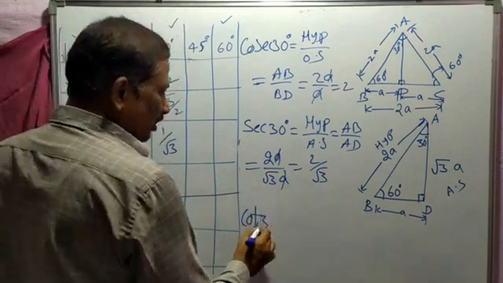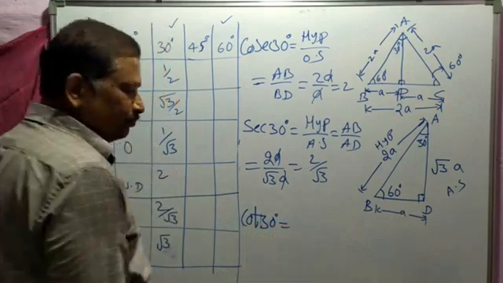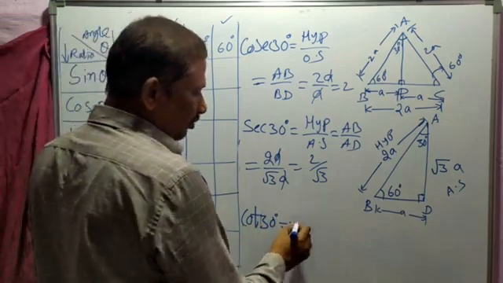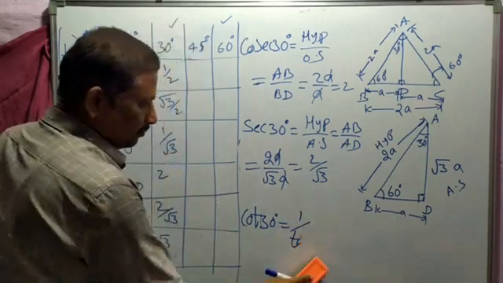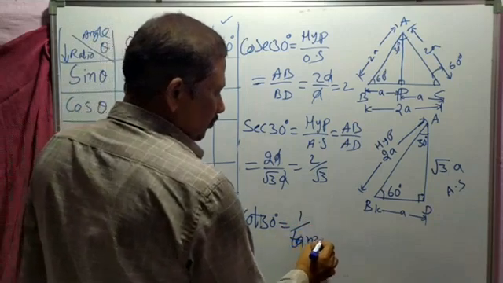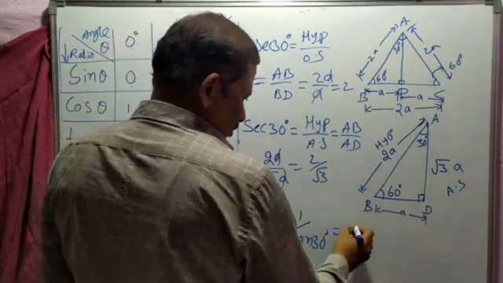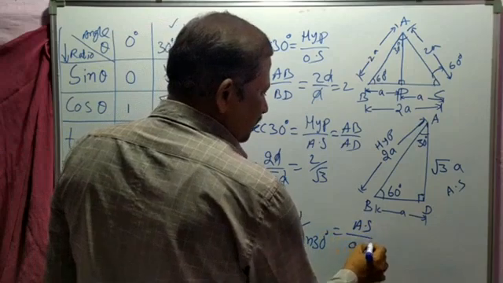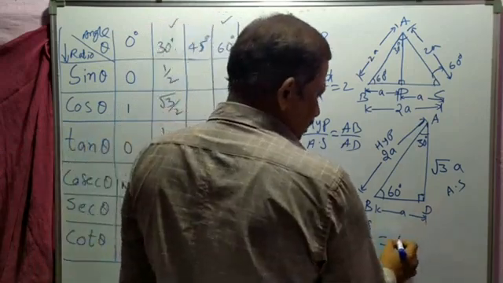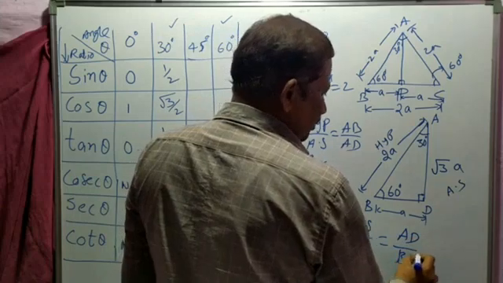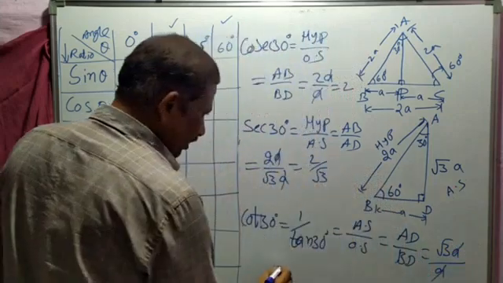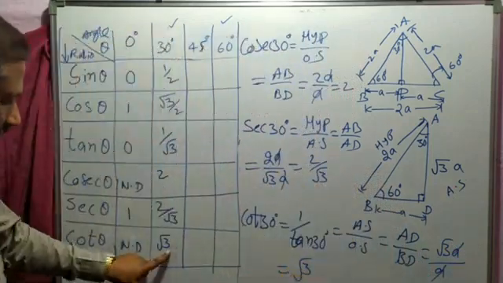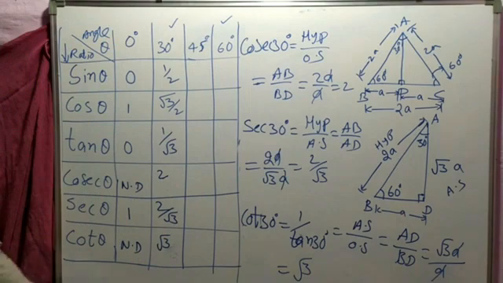Cot 30 degrees is nothing but the reciprocal of tan 30. That means adjacent side by opposite side. What is the adjacent side? AD by BD. AD is root 3A by A. A gets cancelled. Finally we get root 3 as the answer. So that one we have written. Okay, so the 30 degrees angle is over. Now write down.